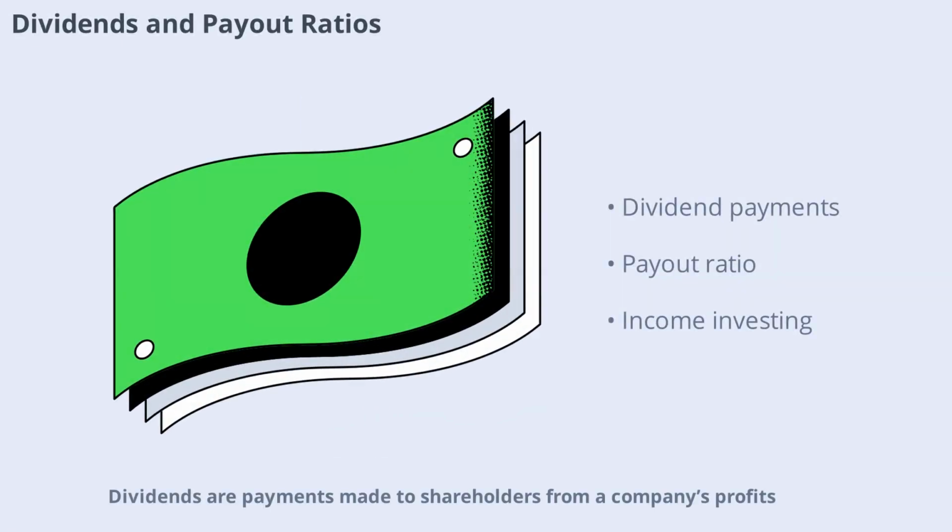Dividends are payments made to shareholders from a company's profits. The payout ratio measures the proportion of earnings distributed as dividends. A high payout ratio may indicate a mature company, while a low ratio suggests reinvestment for growth. Understanding dividends and payout ratios is important for income-focused investors.